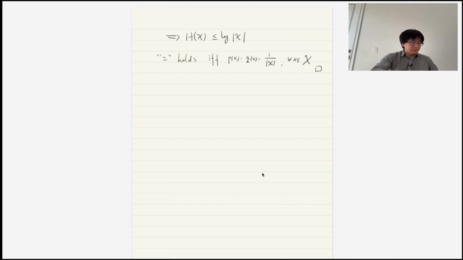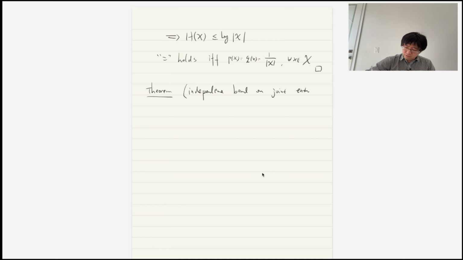All right, and also another application of the fact that the relative entropy is bigger than 0 is given by this theorem, right? We have kind of seen this theorem before, but I'll just state it. This is called the independence bound on joint entropy. We have not seen this exactly, but the proof is very straightforward by using something we know very well.